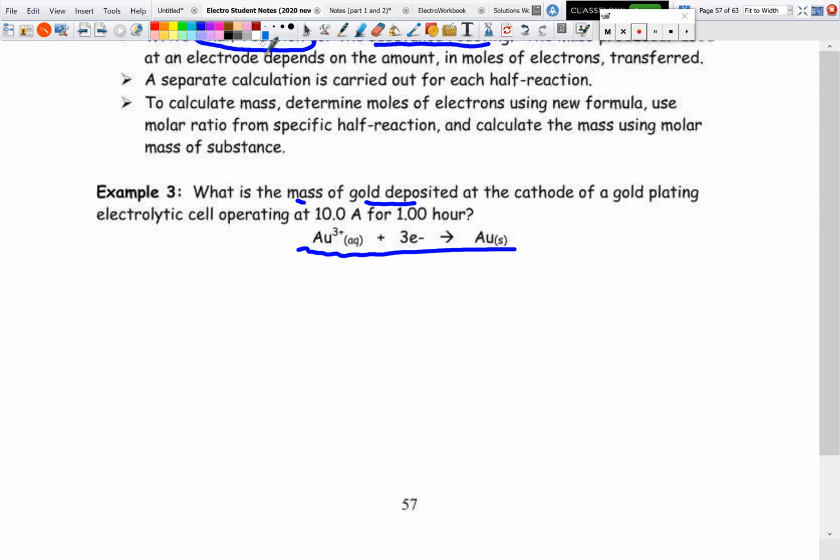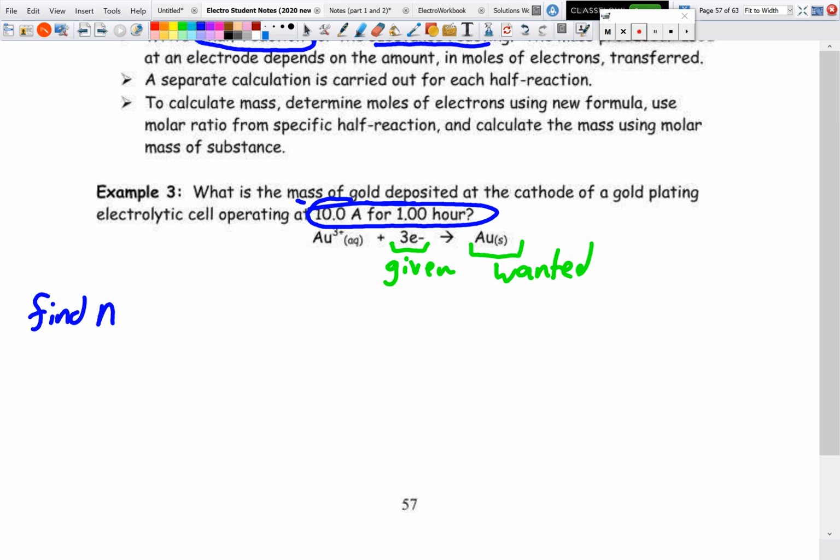When we look at the information, we're given amps and we're given hours. So from our formulas, we're given everything for the number of moles of electrons. And our gold is our wanted, because it's asking what is the mass deposited at the cathode. So for step 2, find the number of moles of our given: the number of moles of electrons is equal to IT over F.